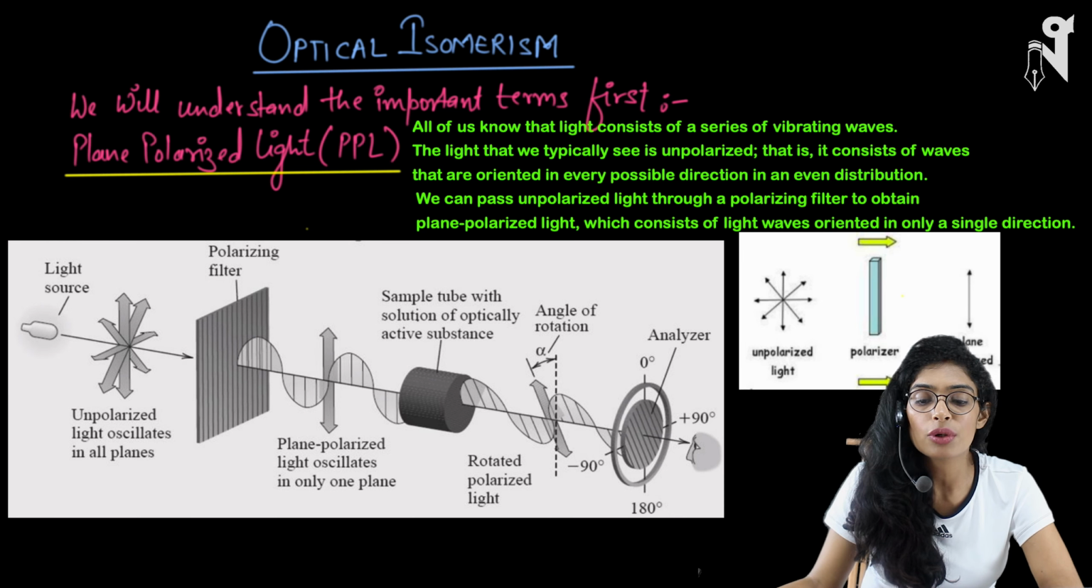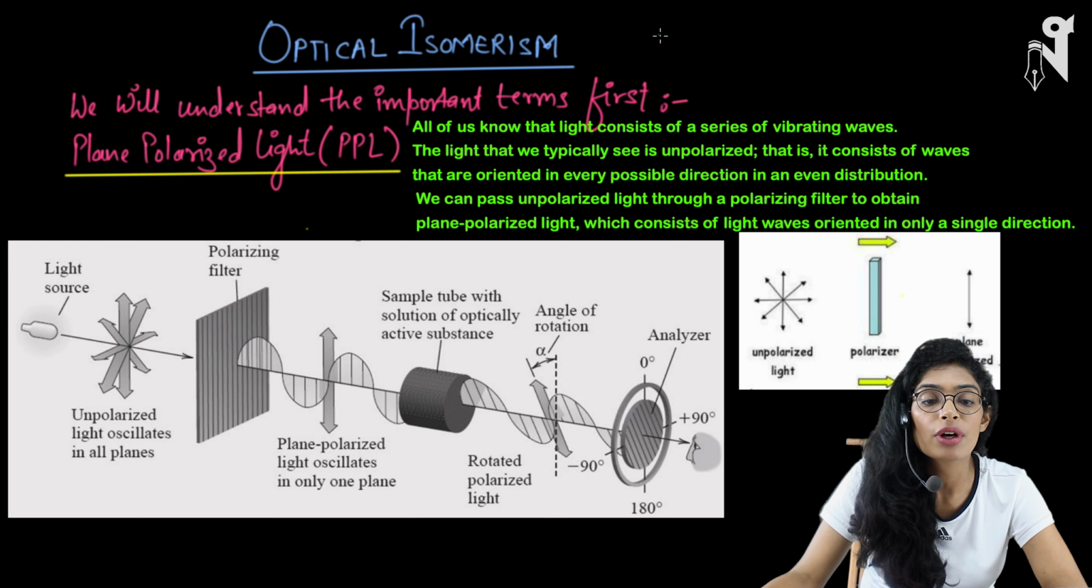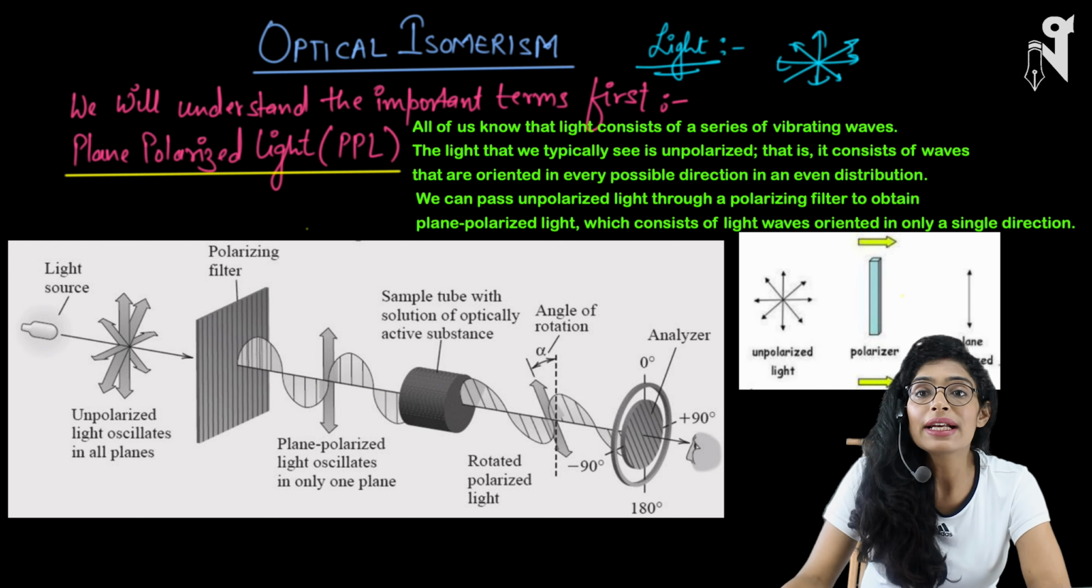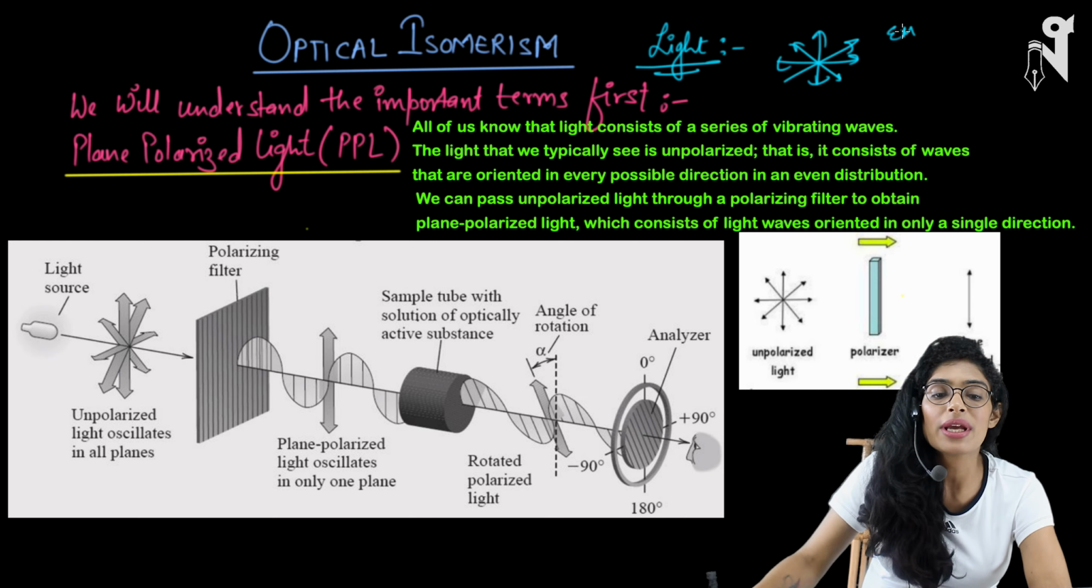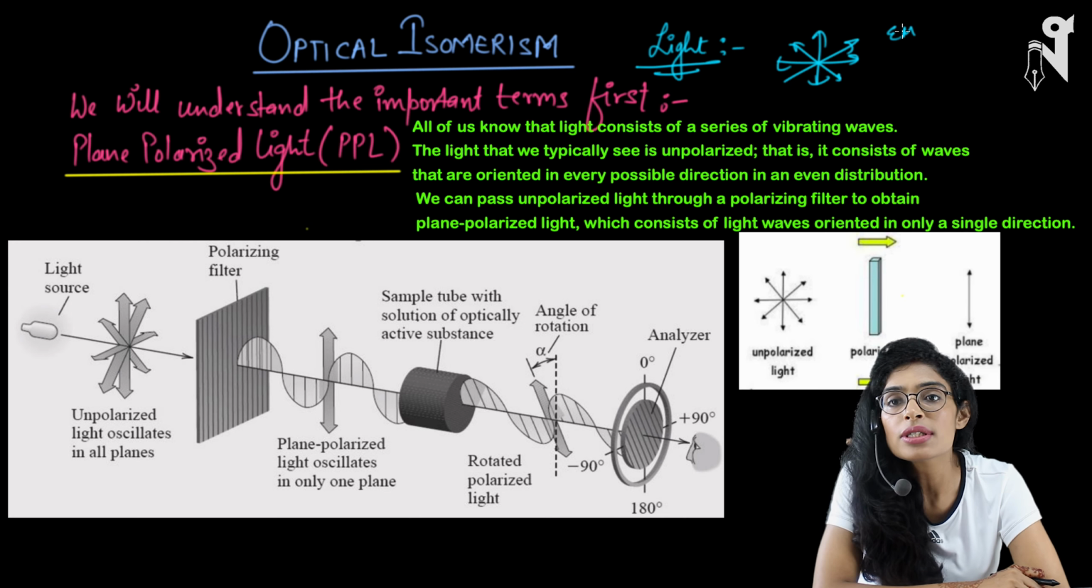But before starting with optical isomerism, I want to discuss a few important terms so that you get the basic understanding. The first term we are going to talk about is light. So what is light? Light is an electromagnetic wave which basically vibrates in all directions.